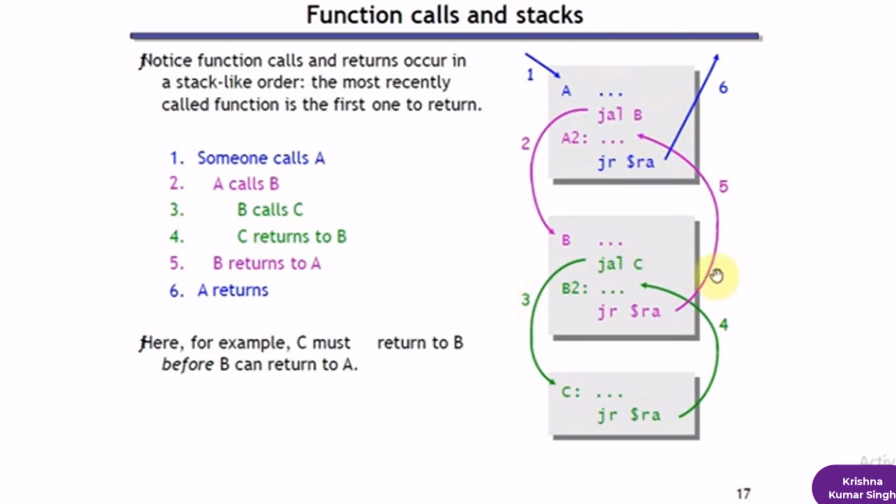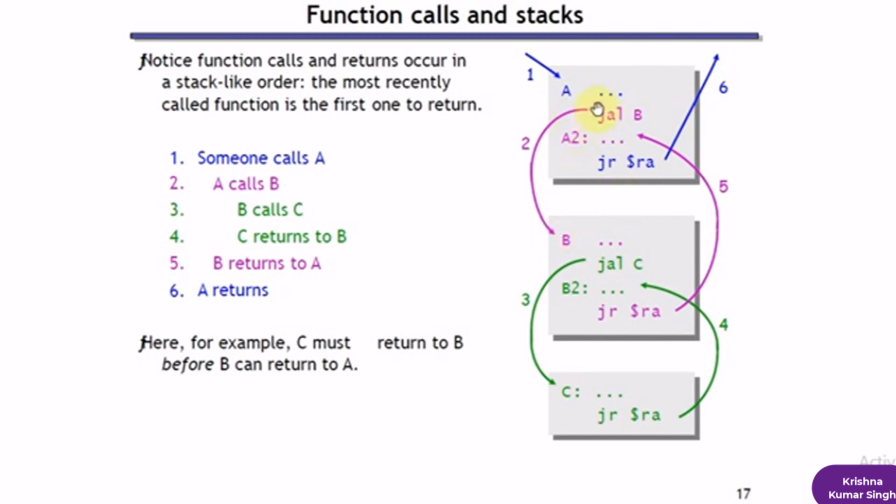Consider this example: we have three functions or subroutines, a, b and c, and they call each other in a nested fashion. If you check, we can see that call and return occur in a stack-like order. The most recently called function is the first one to return.